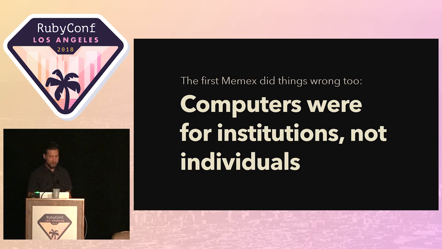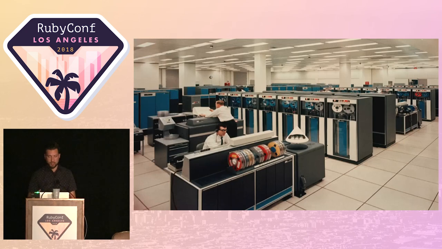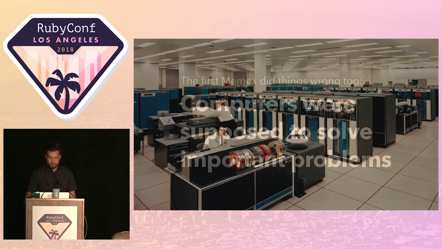Another thing was the Memex had the wrong audience. Computers were for institutions, for corporations, for big groups that had money. So this is an example of one of Vannevar Bush's early analog computers, and it was being used by MIT. This was MIT's analog computer. Corporations had large mainframes. This is what computers were supposed to be for.